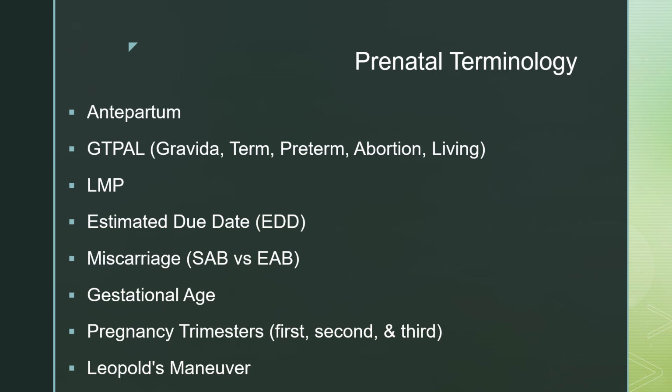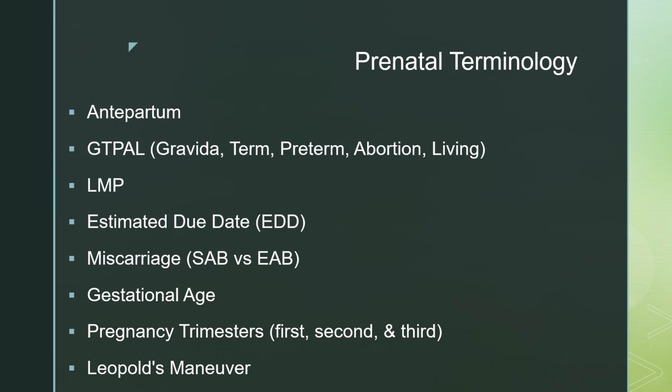Some cultures will do it by months or just by trimesters, but in American society, where we tend to want to know more and more accurately, we'll do gestational weeks. She's 12 weeks and 5 days, meaning that she's 5 out of the 7 days of that week. She's 14 weeks and 2 days. She's 40 weeks and 0 days. This is her exact due date.